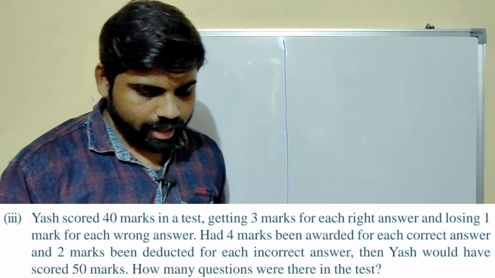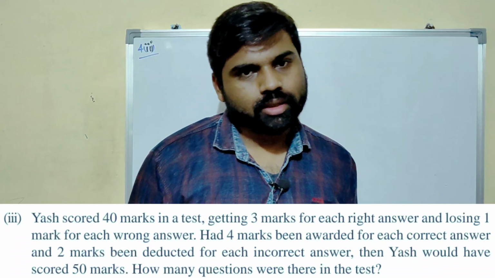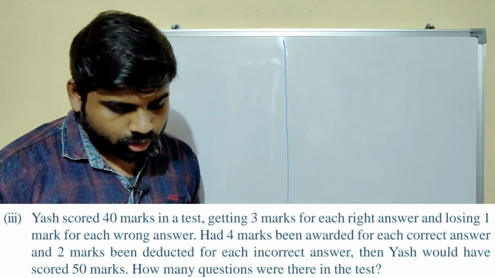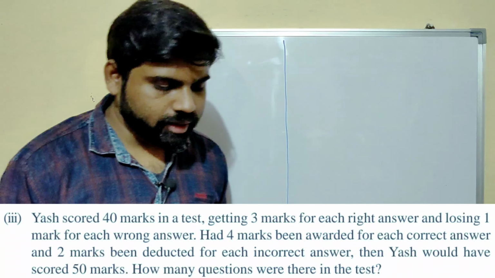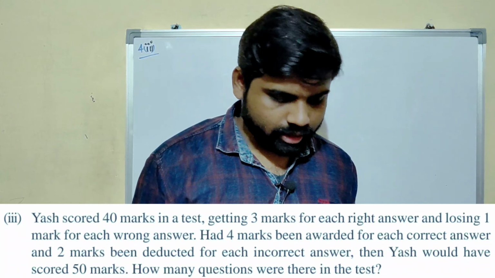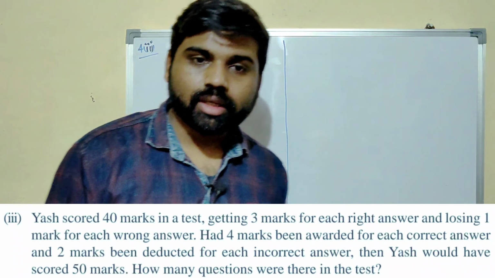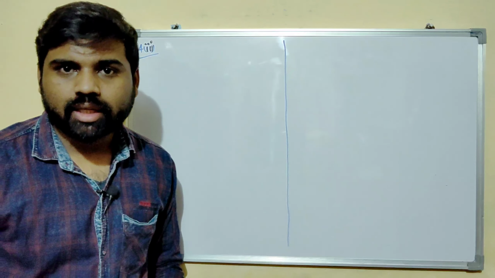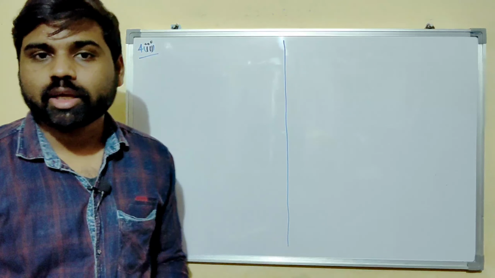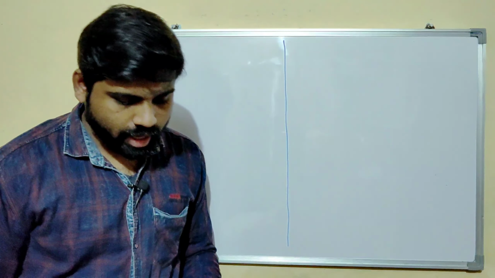The third part of the question says Yash scored 40 marks in a test, getting 3 marks for each right answer and losing 1 mark for each wrong answer. Had 4 marks been awarded for each correct answer and 2 marks been deducted for each incorrect answer, then Yash would have scored 50 marks. How many questions were there in the test? Now this is an important question from the examination point of view. Here they are saying that there is a boy named Yash. He could have scored 40 marks if 3 marks have been awarded for the correct answer and 1 mark is deducted for each wrong answer. Now they are asking for the total number of questions in the test.